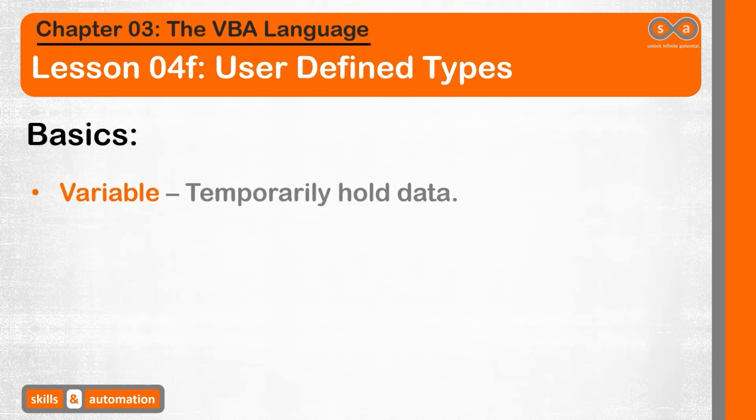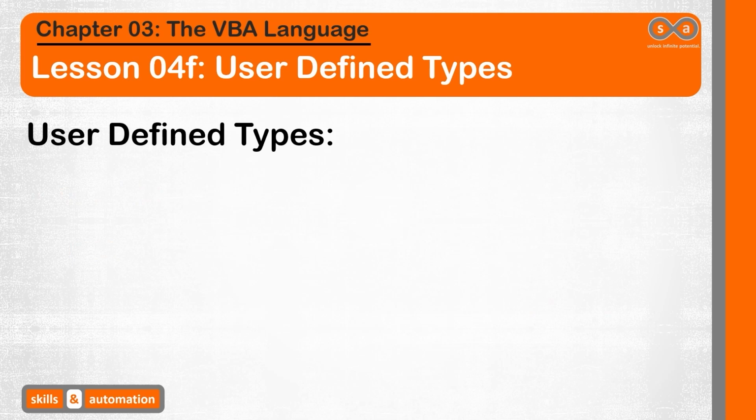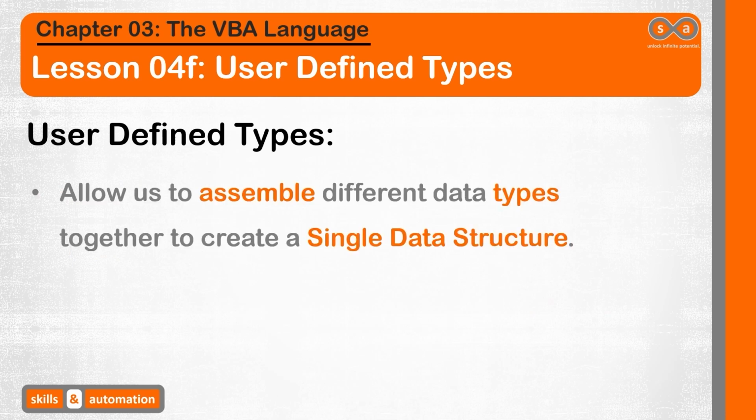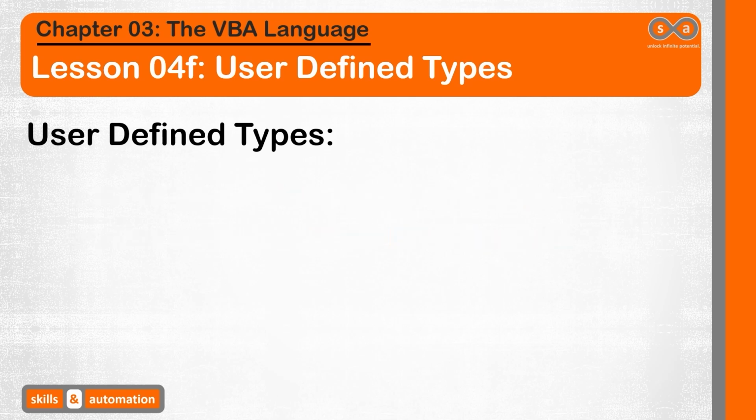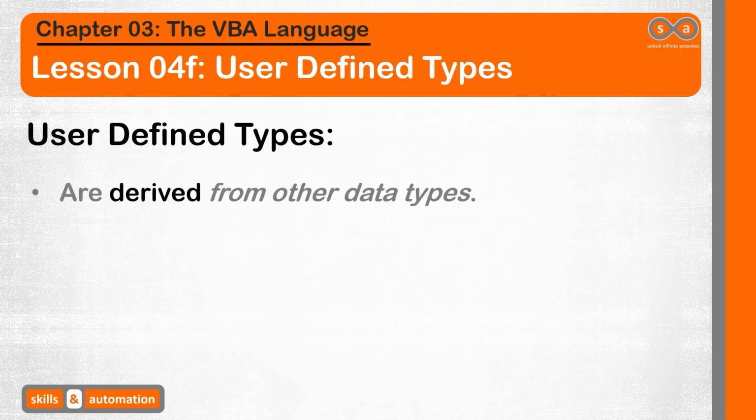A variable is a convenient way to refer to and temporarily hold data. The value stored within a variable falls under different categories called types. Common types are integers, strings, dates, and booleans. In VBA, it is possible to assemble different data types together to create a single data structure called a user-defined type, or UDT.